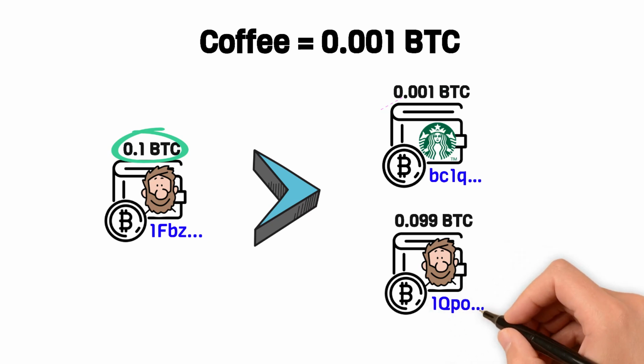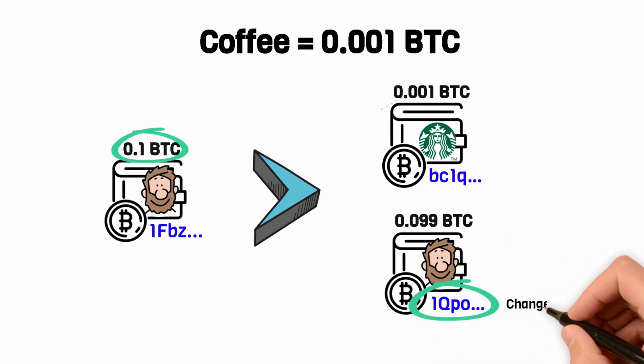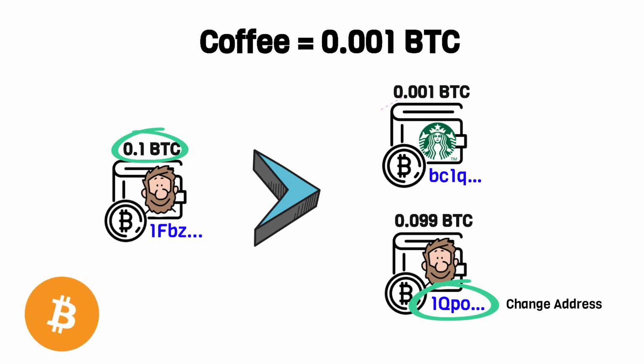This change is sent to a new address your wallet creates automatically without you even knowing, and it's known as your change address. Wallets do this anytime you don't have the exact amount needed for a transaction. But sometimes it works the other way. Instead of having one Bitcoin bill that's larger than the amount you need to pay, you only have smaller bills that aren't enough by themselves.